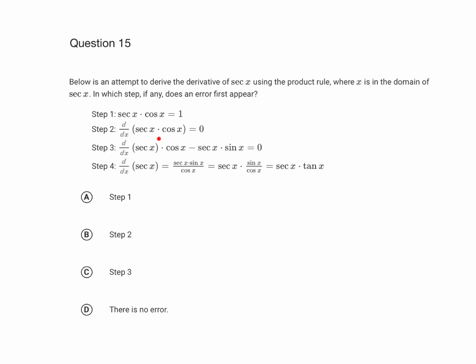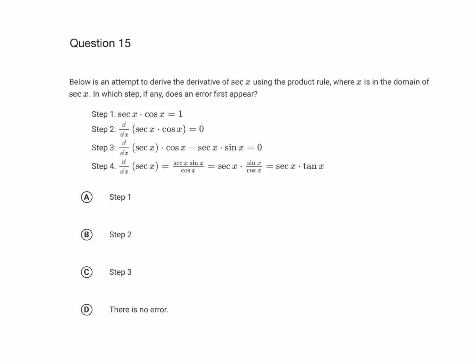You have secant cosine, but you're taking the derivative. So that means they took the derivative of the left-hand side, and that's how they got this. Okay, but if you take derivative of the left-hand side, you have to take derivative of the right-hand side. Derivative of 1 is 0, so that looks good. So they just took derivative of both sides to get step 2.